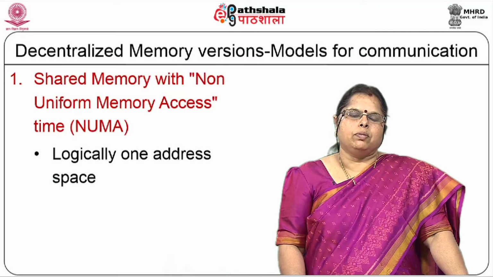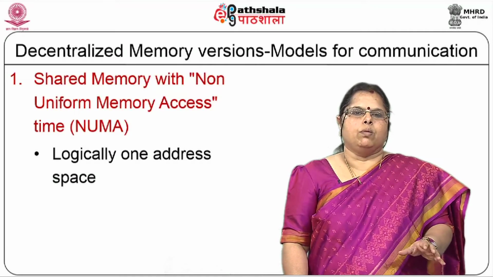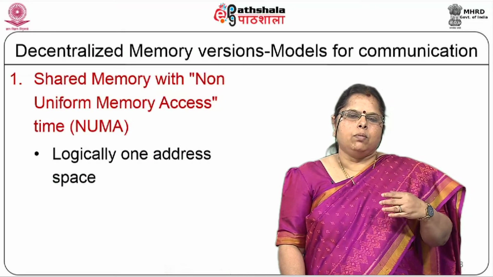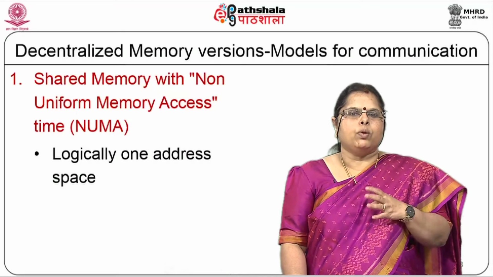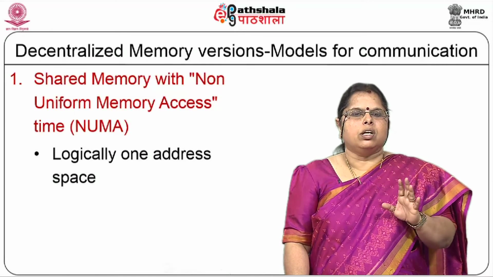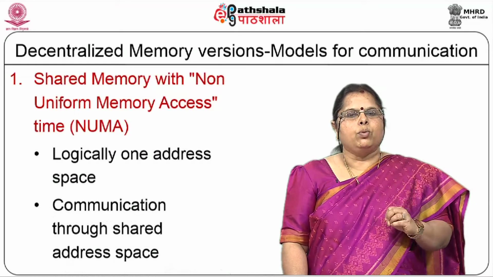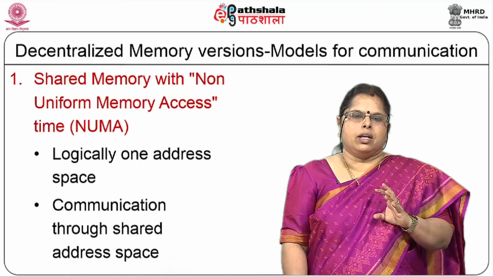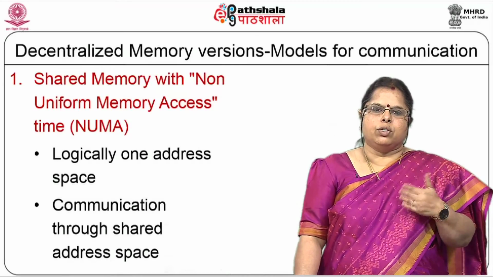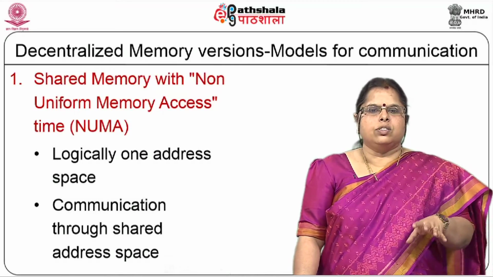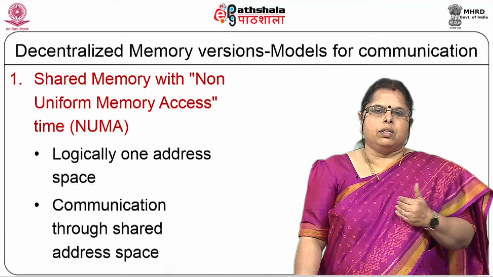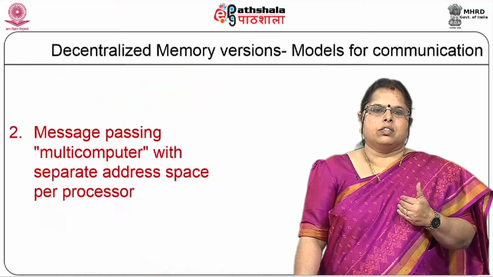So, basically what happens is whenever you are looking at a shared memory model, there is logically one address space, whether they are available in one place or they are distributed among the various processors. They may be physically distributed, but it is logically one address space, and the communication basically happens through the shared address space. So, one processor, if it wants to communicate some information to a different processor, it just writes into the shared address space and the other processor reads it. So, the communication basically happens through shared address space.